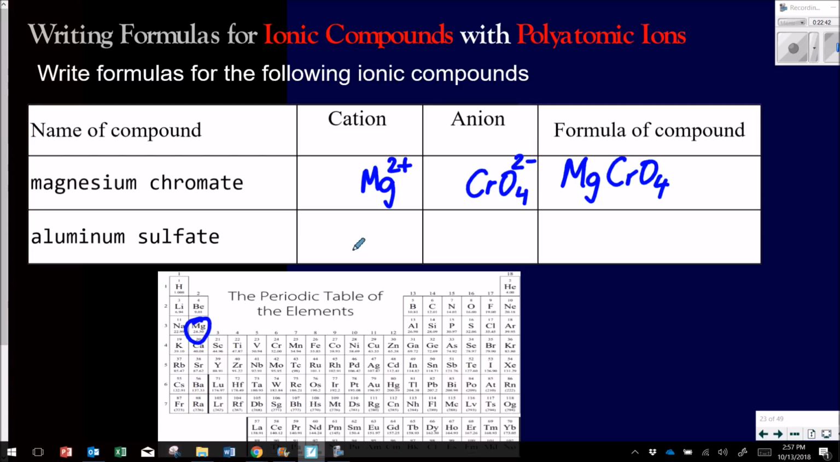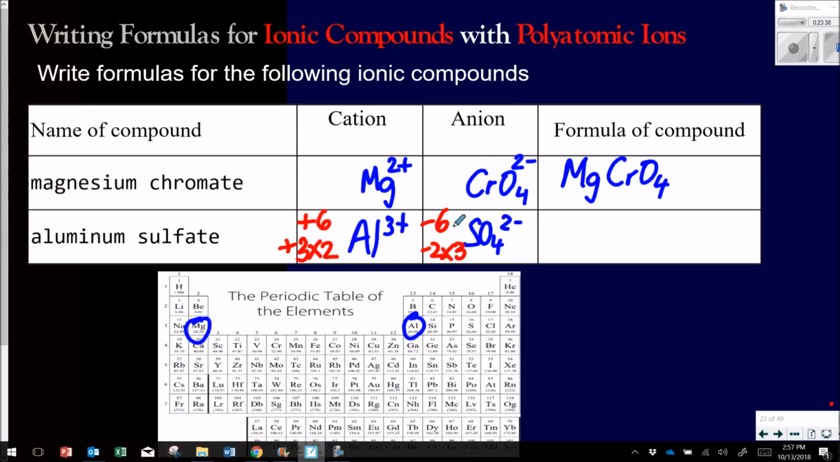Next, aluminum sulfate. So aluminum has a charge of +3. It's over here. Sulfate is SO4 with a -2 charge. I have a +3 charge on the aluminum side and a -2 charge on the sulfate side. To make that balance for my compound to be neutral, I need to multiply the aluminums by 2 to get a total of +6 on the cation side. And I need to multiply sulfate by 3 in order to get a -6 on the sulfate side.